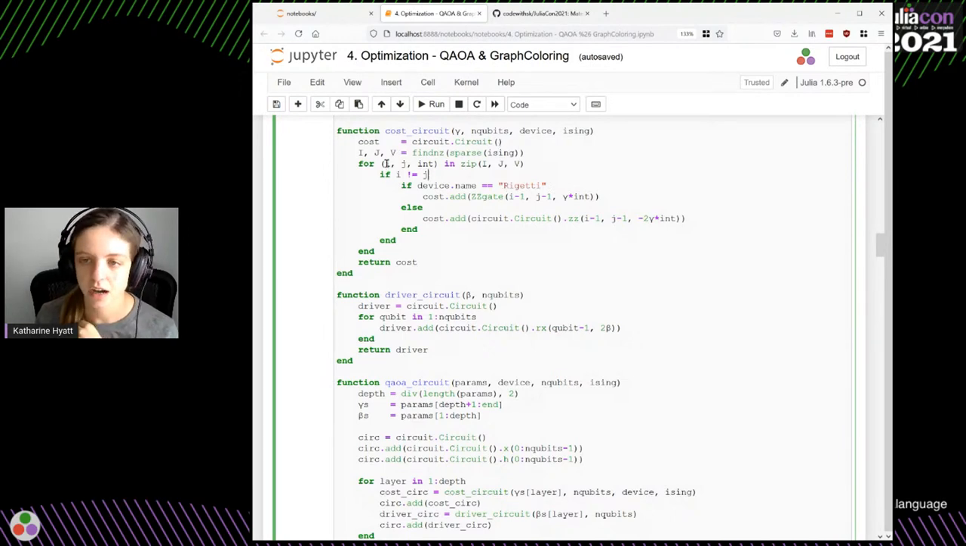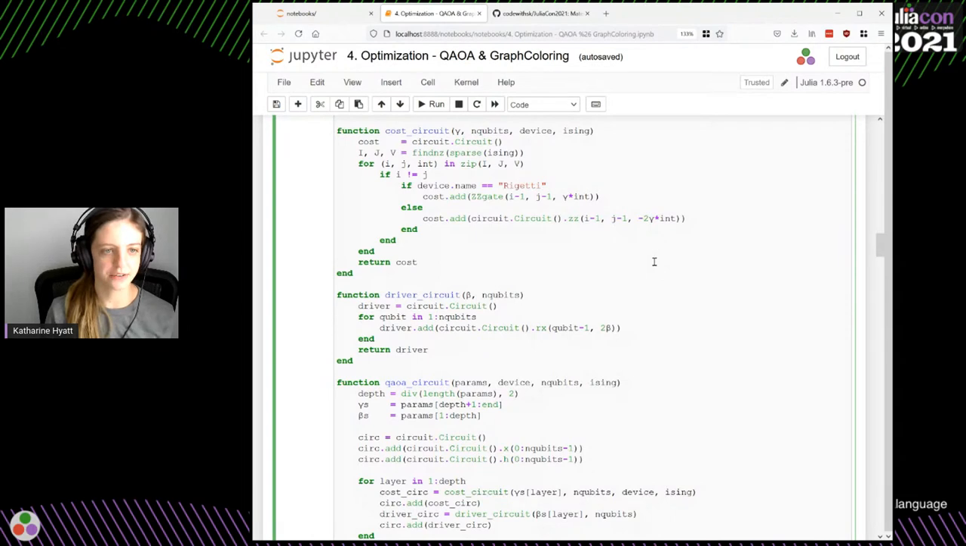So we create a circuit. We find all the non-zero elements of the Ising Hamiltonian. And then for each one of those, we apply a ZZ gate with a rotation specified by parameter gamma. And the parameter gamma is also multiplied by the interaction strength in the Ising Hamiltonian. So this is effectively going to apply this Hamiltonian to all of the qubits that we're going to use to simulate the system. And this imposes sort of the energy cost. And then the hope is by applying the driver, we can slowly tune the system into its lowest lying eigenstate.